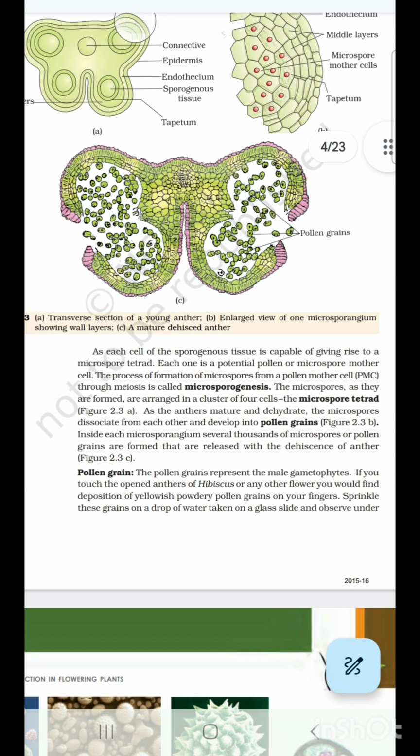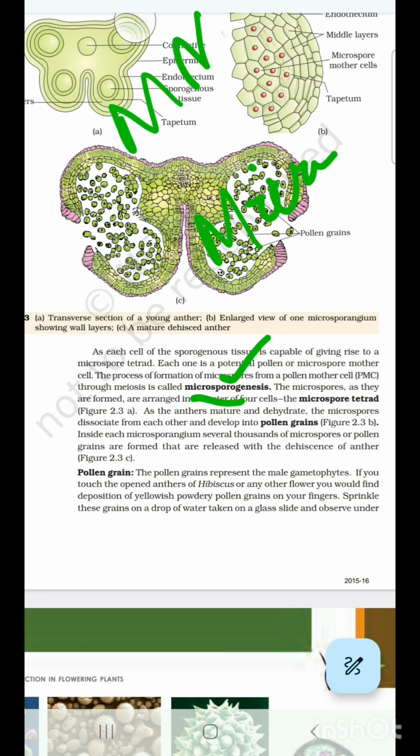Then, as each of the sporogenous tissue is capable of giving rise to microspore tetrad, each one is a potential pollen or microspore mother cell. The process of formation of microspores from pollen mother cells through meiosis is called microsporogenesis. So the process of formation of microspores from microspore mother cells upon meiosis is known as microsporogenesis.